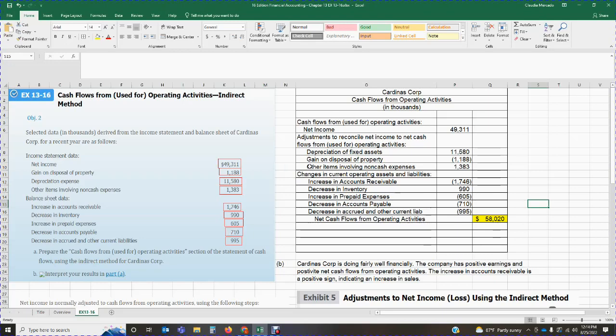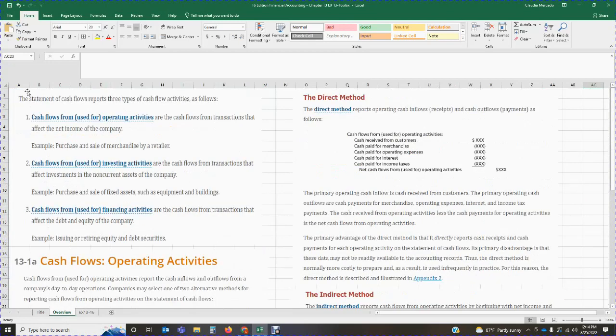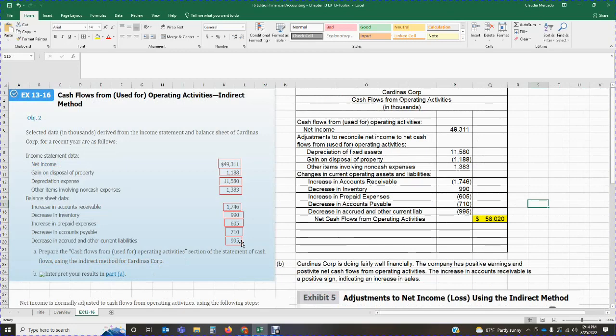So this is a completed operating activity section of the statement of cash flows. This is just the first section. We still need to complete the other 2. Remember that we have 3 sections: operating, investing, and financing. This particular problem only covers 1 section, which is the operating activity section, okay? And we are using the indirect method, okay?